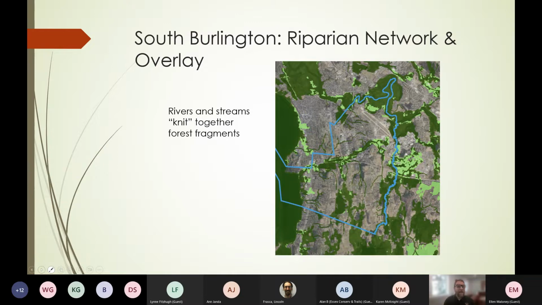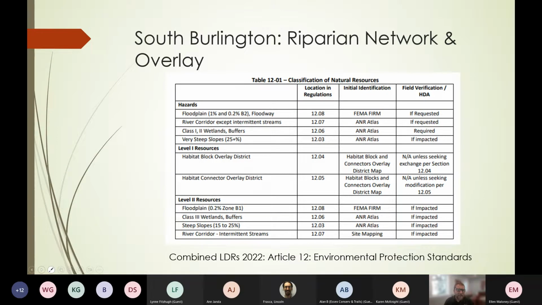So all of our climate-related policies aren't going to be neatly tucked into one part of the town planning or regulatory framework. Here we can see the classification of natural resources and how they have different standards in different places: the habitat overlay district, the floodplains, the wetlands. So there are different protections in different parts of their regulatory framework that all work together to improve this pattern.